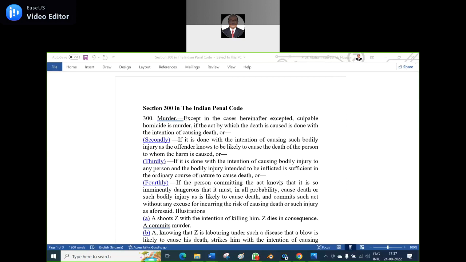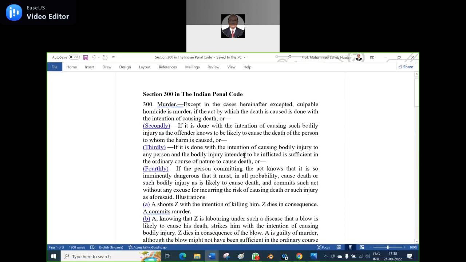Repeat. If he knows it, it is a murder. If he knows it, it is culpable homicide amounting to murder. If he doesn't know, it is culpable homicide not amounting to murder. I said repeat it in that way, not culpable homicide, murder. Okay, now let us see the fourthly.